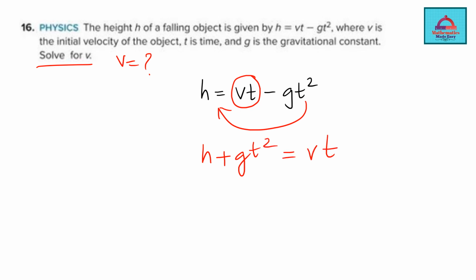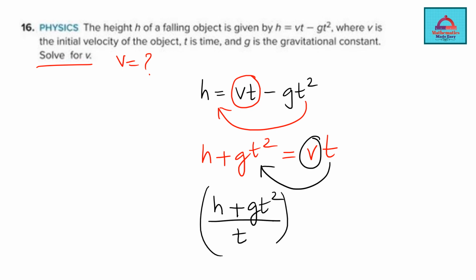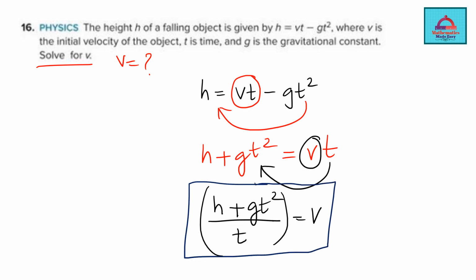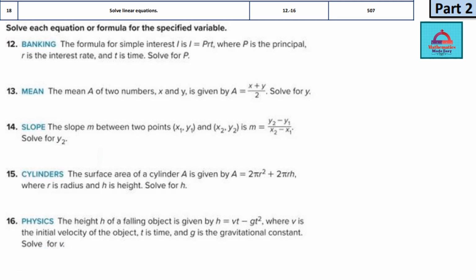Now we only need the value of v, so this t which was multiplied goes on the other side and gets divided. So h plus gt square divided by t, that's the value of v. So this is your final answer for question 16. Now that we have completed all questions, let's have the solution slide having all the answers for question 12 to question 16.